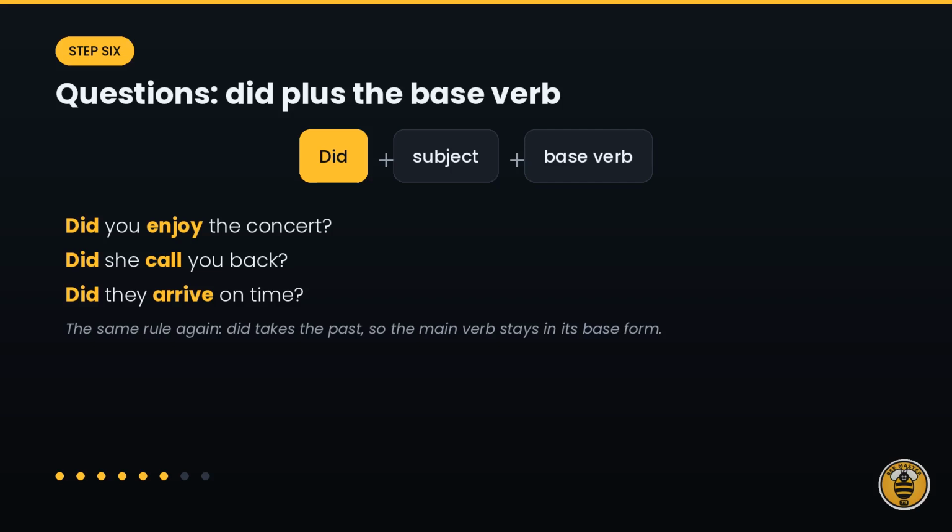Questions follow the same logic. Start with did, then the subject, then the base verb. Did you enjoy the concert? Did she call you back? Did they arrive on time? Once more, did carries the past, so the main verb stays in its base form.